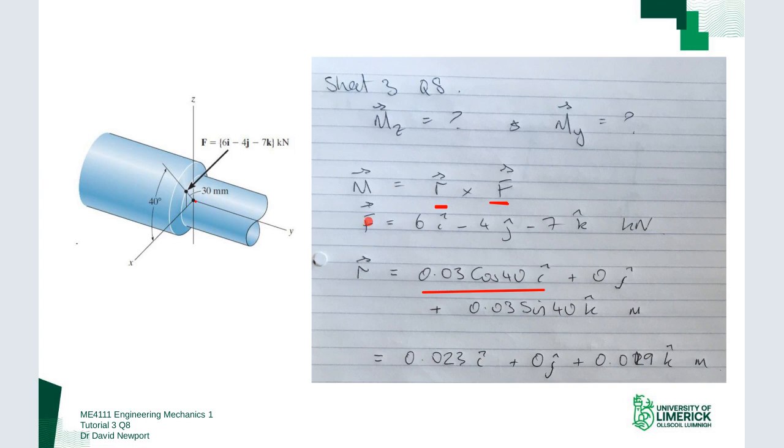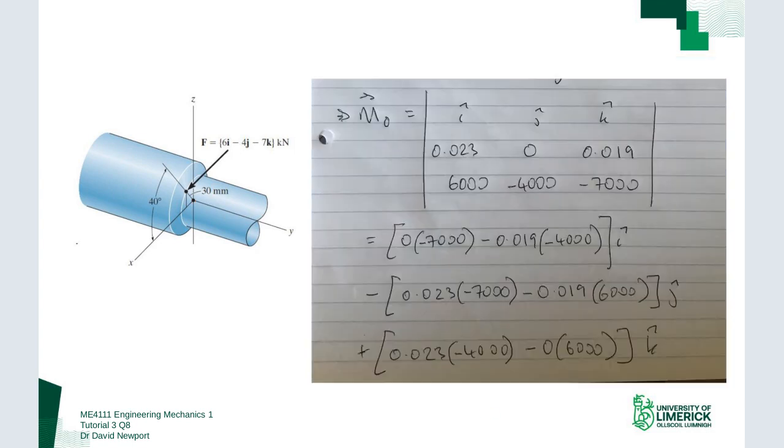So now it is the vector cross product of R cross F. And again, that sequence is important. It's the displacement vector first and then the force. So it's i hat, j hat, k hat. I have my displacement vector, so 0.023 i hat, 0 j hat, and 0.019 k hat. So that's the displacement vector. And then I have the force F. And again, I've brought this into newtons.